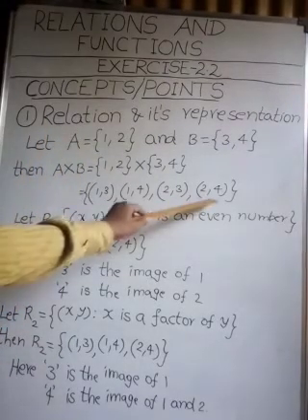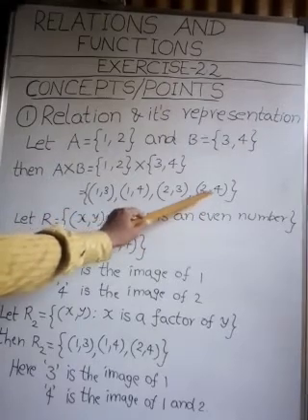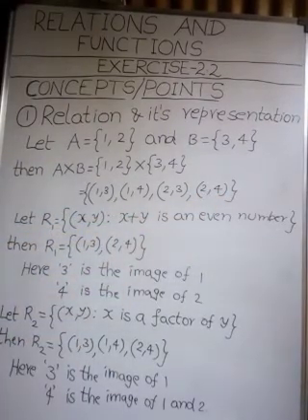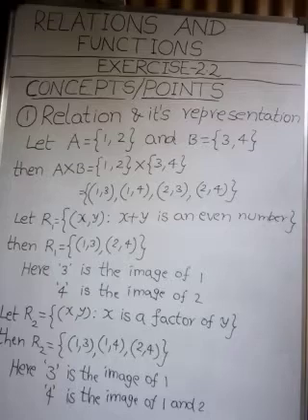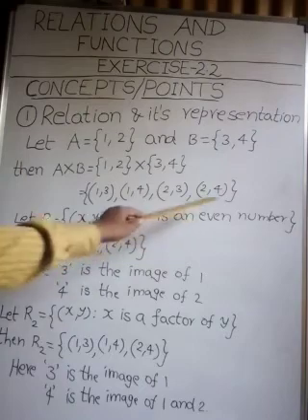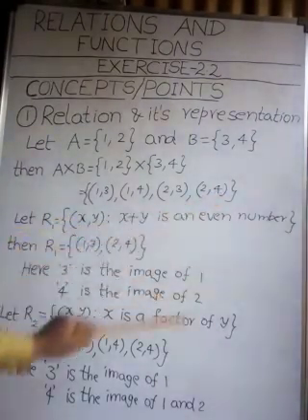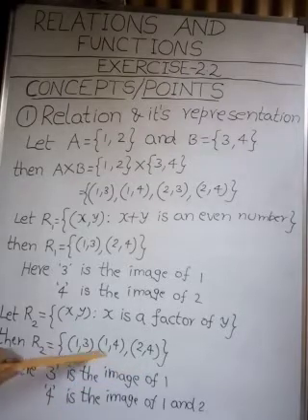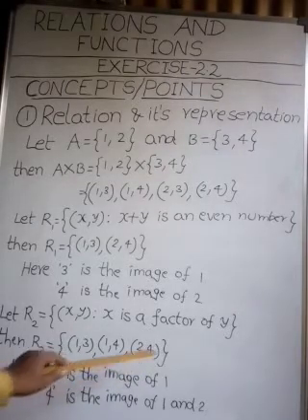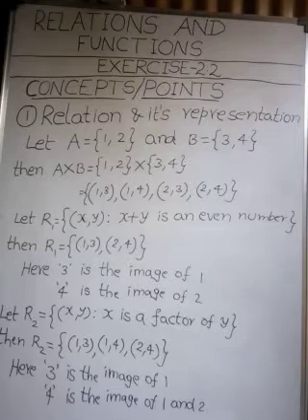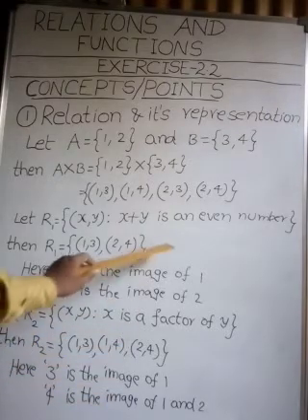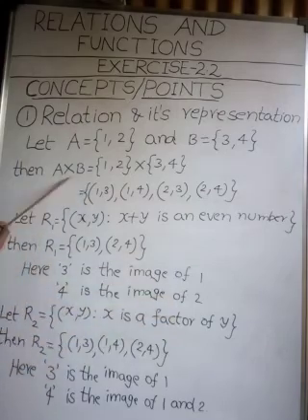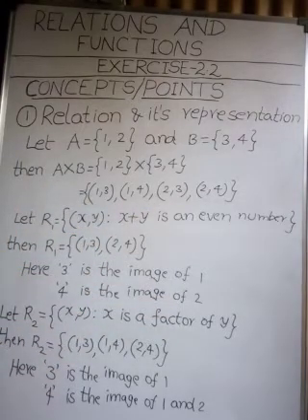Right. Now come to the fourth ordered pair. 2 is a factor of 4. Is it a true statement or not? Yes, it is a true statement. 2 is a factor of 4. So we can write this ordered pair as an element in relation R2. So only these three ordered pairs are satisfying the given relationship between x and y in the Cartesian product A cross B. Understood this point, my dear children?